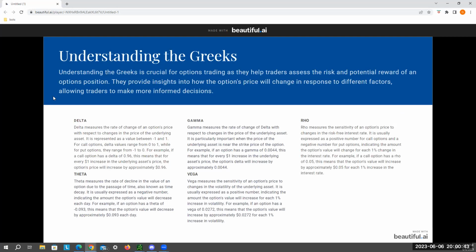All right, let's understand the Greeks, because understanding the Greeks is crucial for every trader. If you don't understand the Greeks, don't trade options, at least. So for delta, delta measures the rate of change of an option's price with respect to the changes in the price of the underlying asset.